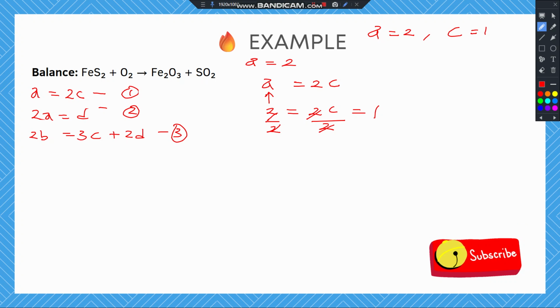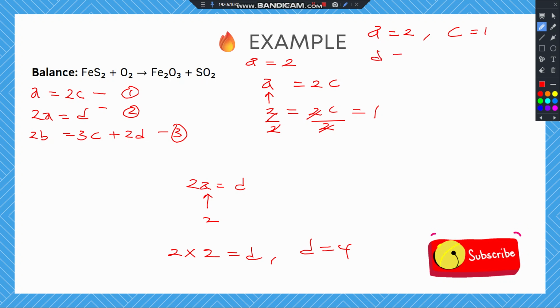Next thing to do is to proceed to the second equation. The second equation says 2A is equal to D. I know the value of A to be 2. So that means 2 multiplied by 2 is equal to D. Therefore, D is equal to 4. So I have the values of A, I have the values of C, and I have the value of D to be 4. So the next equation, which is the last one, says 2B is equal to 3C plus 2D.